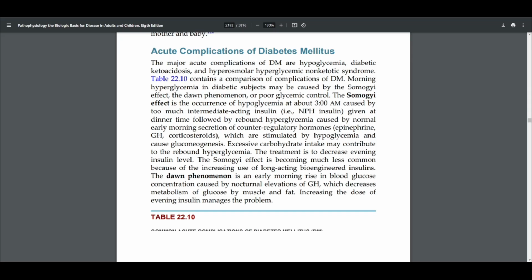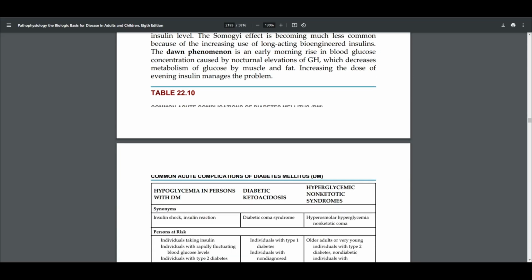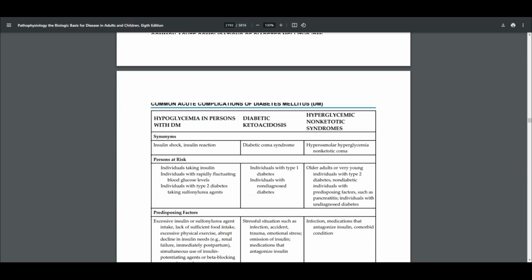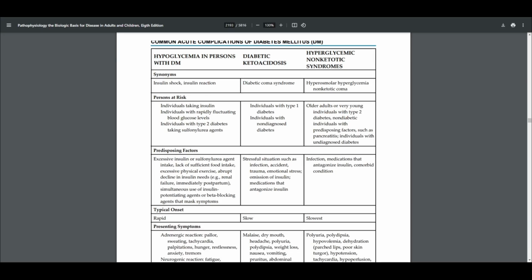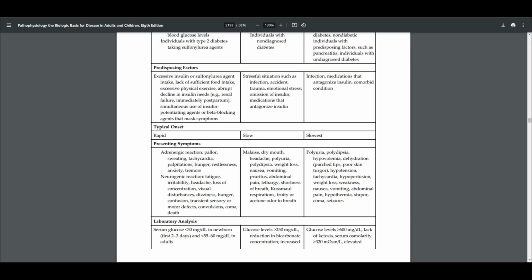The Somogyi effect is becoming much less common because of the increasing use of long-acting bioengineered insulin. The dawn phenomenon is an early morning rise in blood glucose concentration caused by nocturnal elevations of growth hormone, which decrease metabolism of glucose by muscle and fat. Increasing the dose of evening insulin manages the problem. Again, here is that table. Feel free to hit pause, and you can read all the different aspects of it.